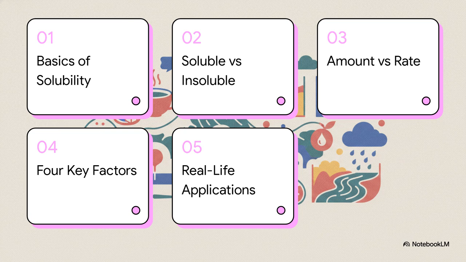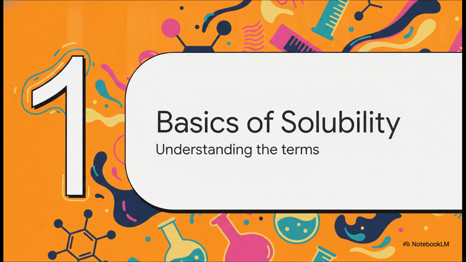So here is our roadmap to understanding and controlling these invisible chemical reactions. First, we'll hit the basics of solubility. Then we'll look at soluble versus insoluble materials, followed by solubility versus dissolving rate. After that, we'll explore the 4 key factors at play and wrap up with some real-life applications.